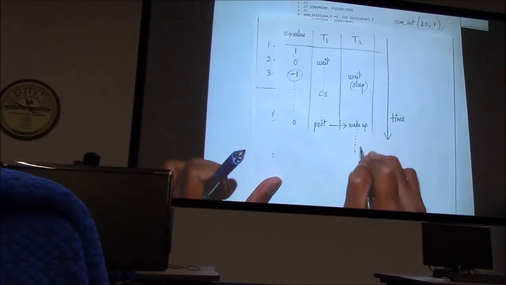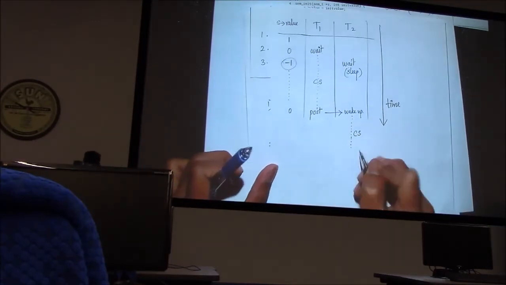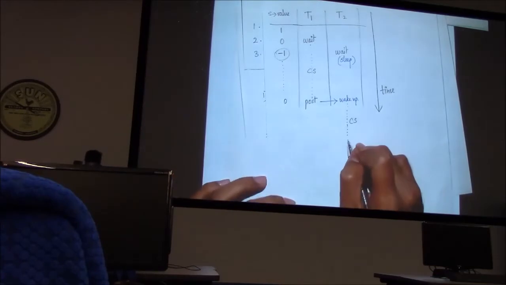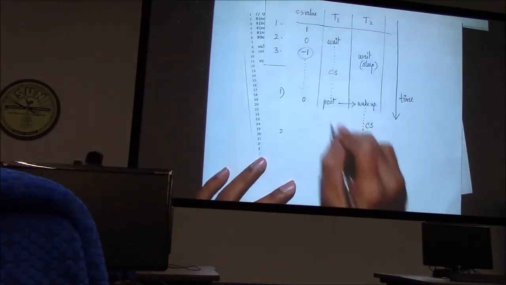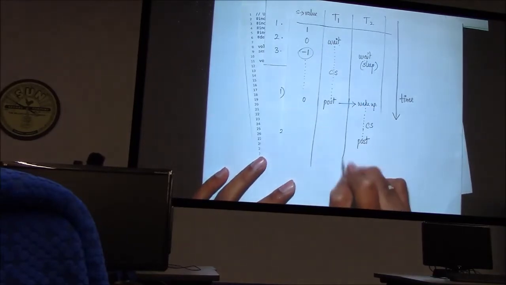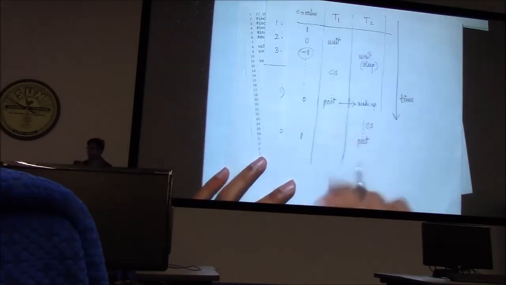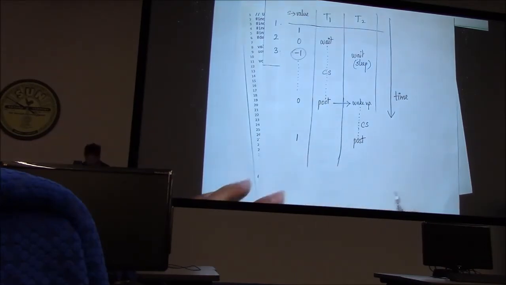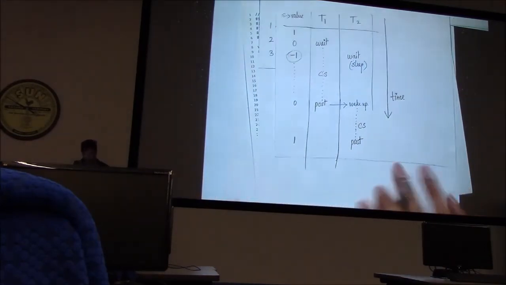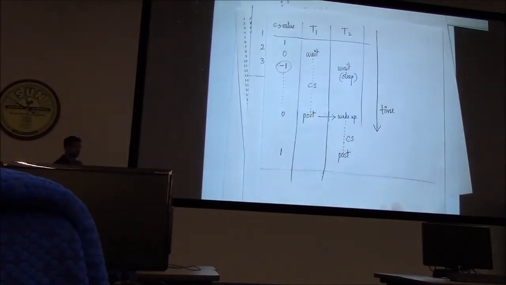So now this thread is in its critical section. And finally, when this thread is done, it will call post on the same semaphore. And at this time, this value is going to be updated to 1, which is the initial value that we had for this particular semaphore, and it's done. So now 2 threads work in this particular way.